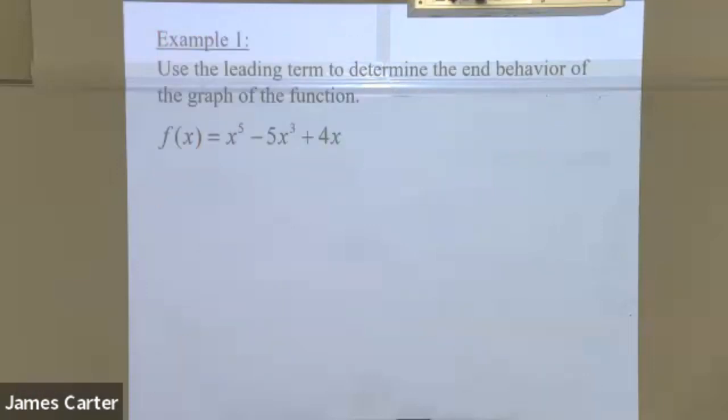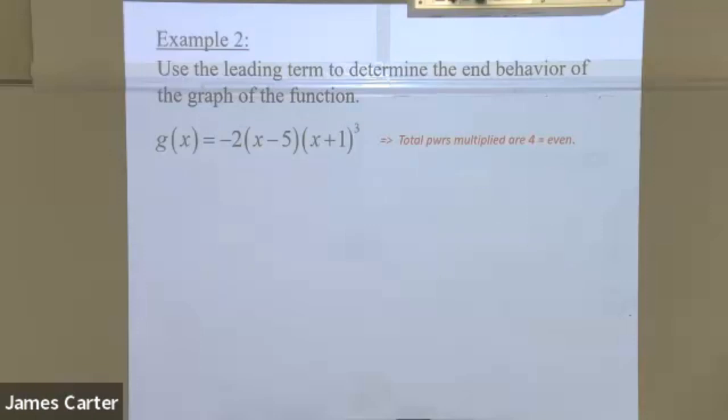Okay, what about this one? What's the end behavior of this one gonna be? It's gonna probably go like that. Okay. Start low and go high. Start low and end up high.